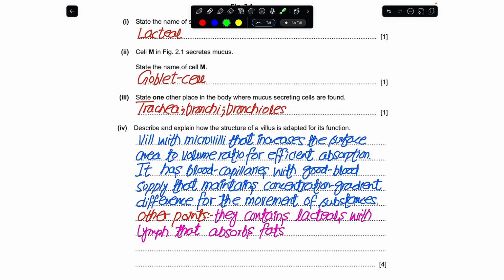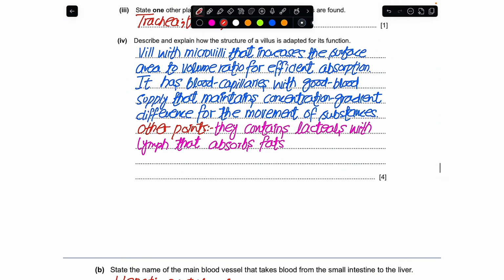For another 4 marks, the examiner wants us to describe and explain how the structure of the villus is adapted for the function. What we know is that the major role of the villus is to absorb the digested food particles and then take them into the blood capillaries as well as into the lacteals, which are the specialized type of lymphatic vessels. So I am just quickly going to make the structure of the villus to tell you about the four major adaptations that are related to the villus.